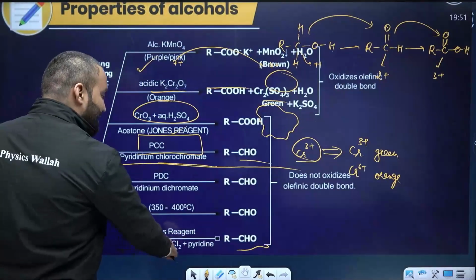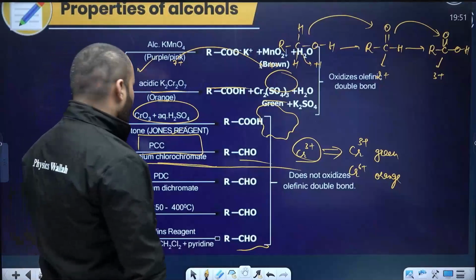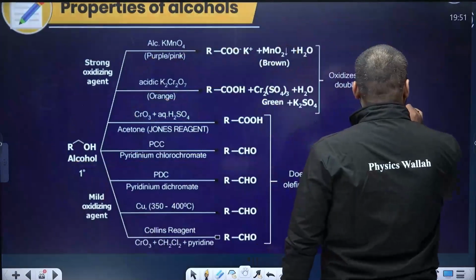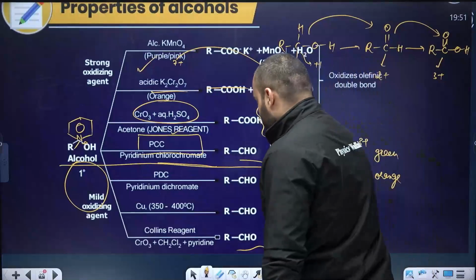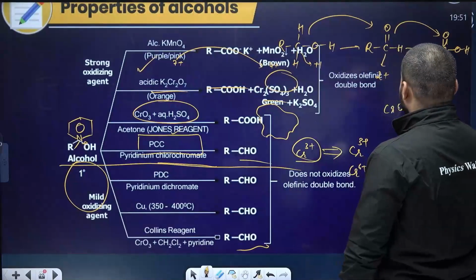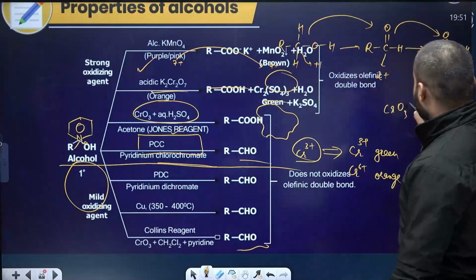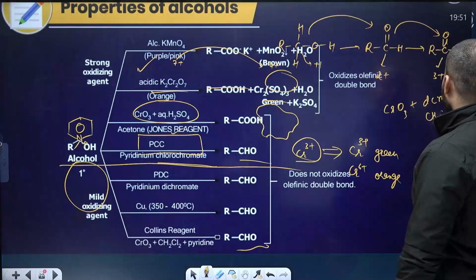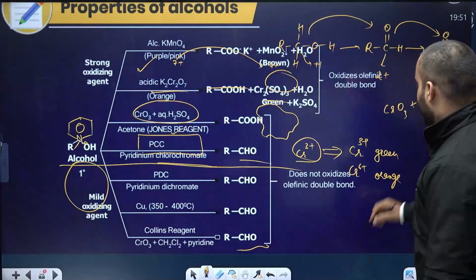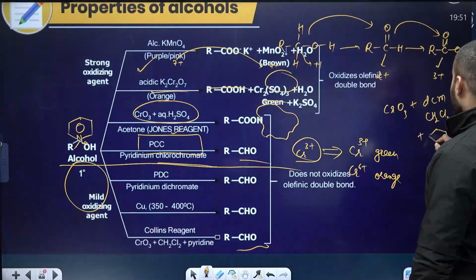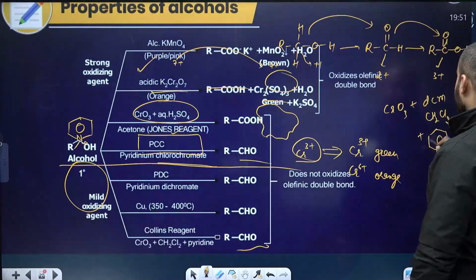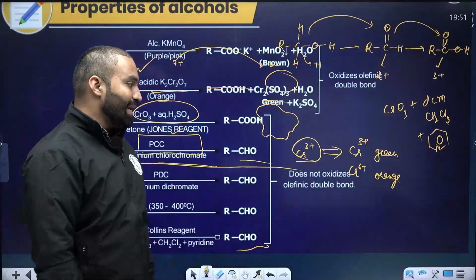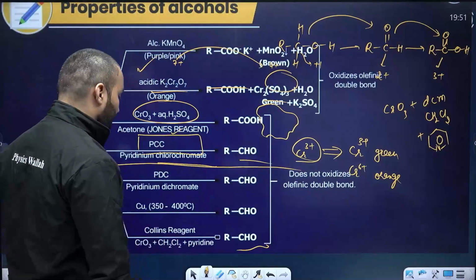This is Collins reagent. What is Collins reagent? Collins reagent is CrO3, mild once again, CrO3, and we have to use DCM, dichloromethane, in the presence of pyridine. This combination is known as Collins reagent. Again, the product obtained will be just an aldehyde. Clear, everybody? Okay.